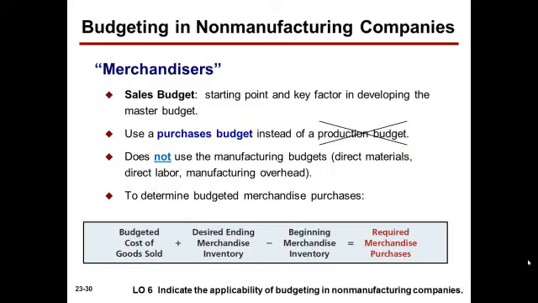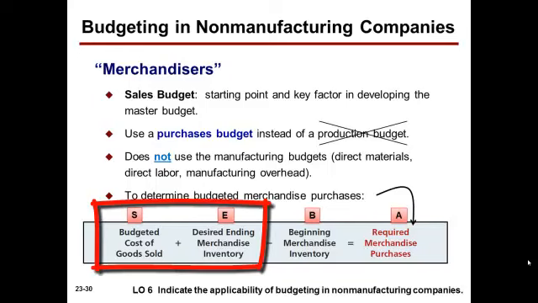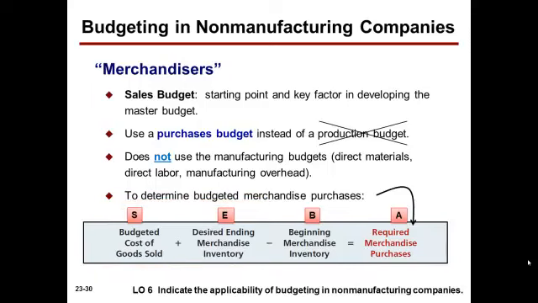So a retailer wants to determine the budgeted merchandise purchases, required merchandise purchases for a period in time. We have a very similar formula here. B plus A, beginning inventory plus purchases. That's our source. What's our outcome? That which will be sold, cost of goods sold, and desired ending inventory. So our base formula is also in use for merchandisers.